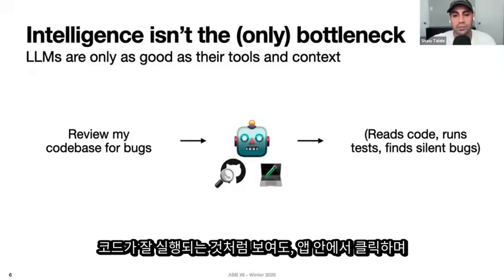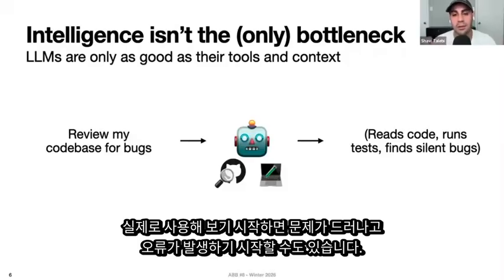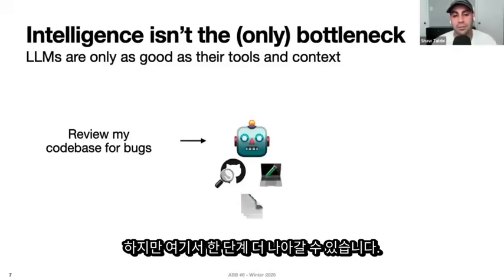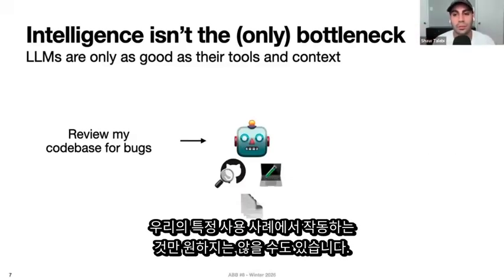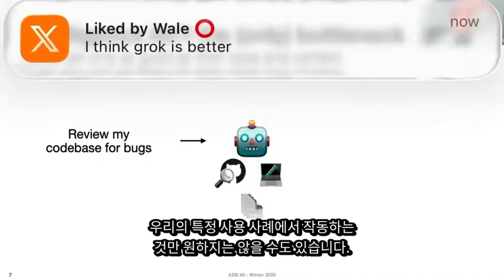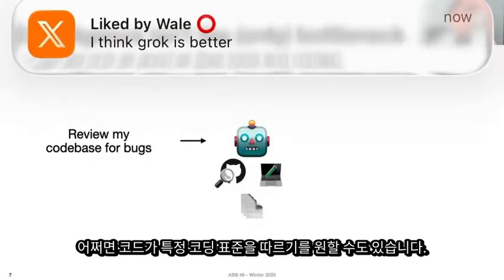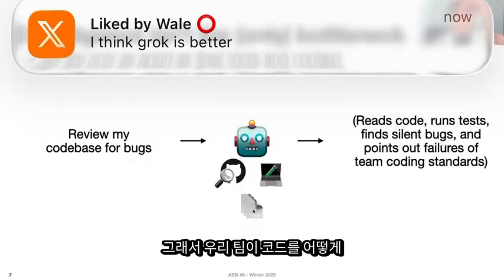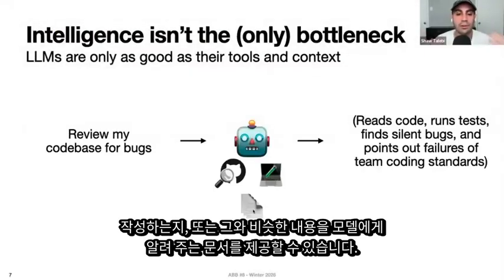Maybe even if the code runs fine, if you start clicking into the app and start to actually use the app, then the failures come up, then errors start getting thrown. If we give it the code interpreter and some tests, it'll be able to find these bugs. But we can take this one step further. Maybe we don't just want the code to be able to run and work for our specific use case. Maybe we also want the code to follow specific coding standards. So we can give it a set of documentation that tells the model how our team likes to write code or whatever it might be.